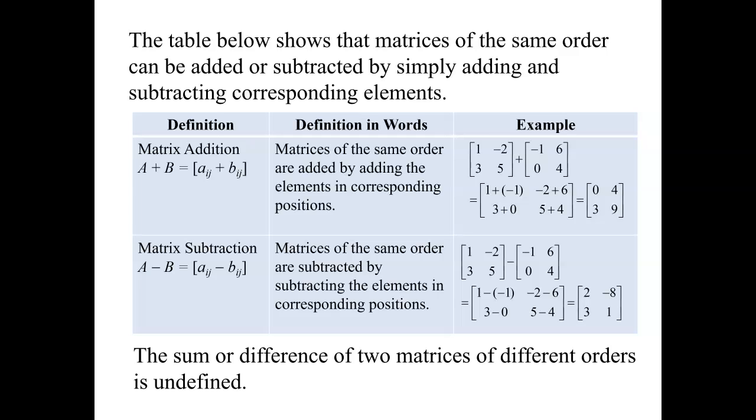each matrix. First row, first column. First row, second column. Second row, first column. Second row, second column. However many elements we have, the corresponding rows and columns get added together and then form the result at the end. So the order has to be the same. If the order is not the same, then we just say that the sum or the difference is undefined. Okay? We cannot add them if the order is not the same.